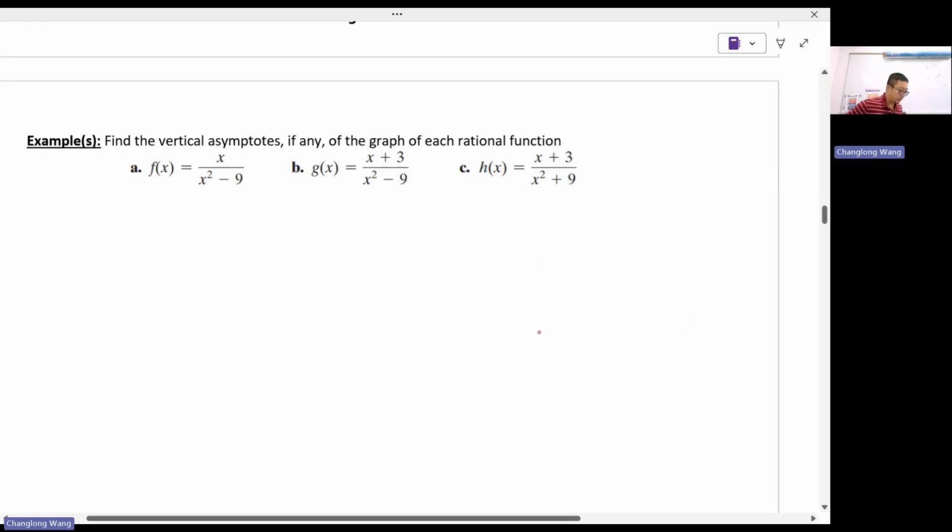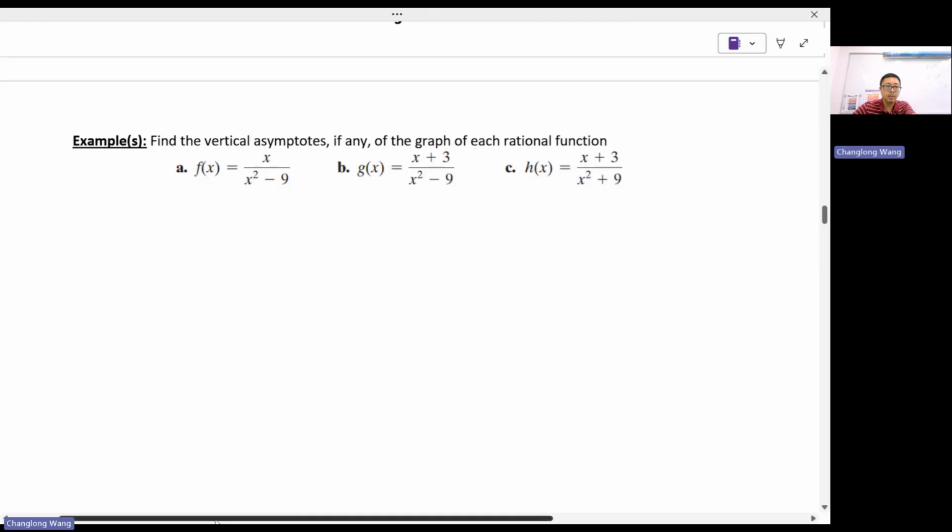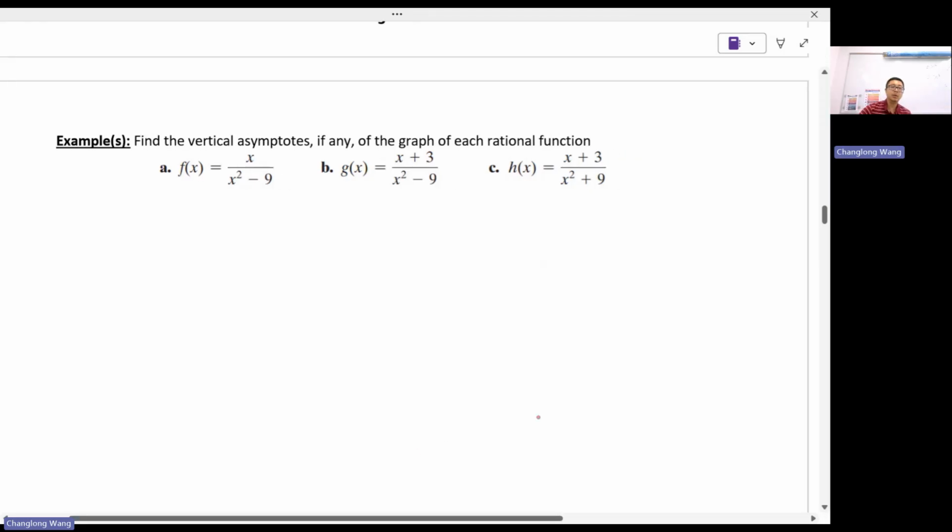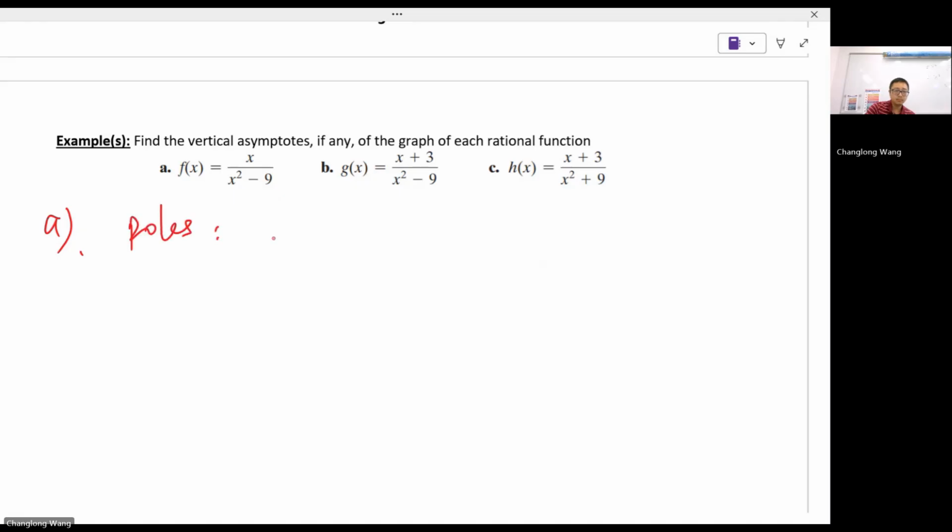All right, so now let's take a look at examples on the next page. So we have 3 letters. Let's just quickly go over them. At this point, you just have to know where the pole is. Do you have a VA at the pole, or should you expect a hole at the pole? So let's say letter A. We have 2 poles. They are 3 and -3.